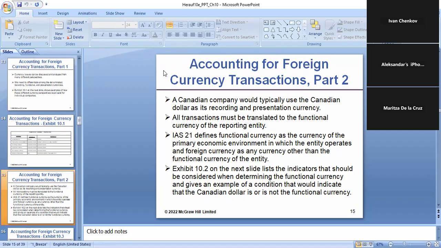So again, we're defining the functional currency. Once we define the functional currency, any other currencies are treated as a foreign currency. In the next slide, we're going to list indicators that should be considered when we determine what the functional currency is. Sometimes it might not be specifically stated in the case, but through the analysis, you have to come up with the conclusion: what is the functional currency? Because once you have the functional currency, that will be your denominated currency. That means any other currency has to be denominated into the functional currency.